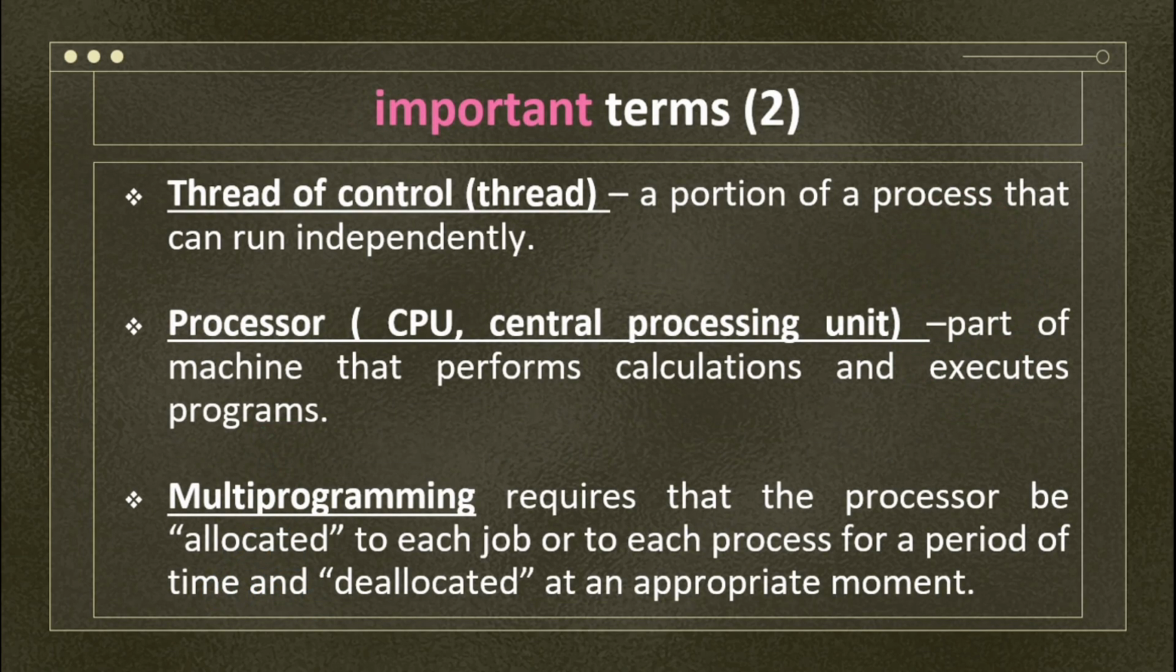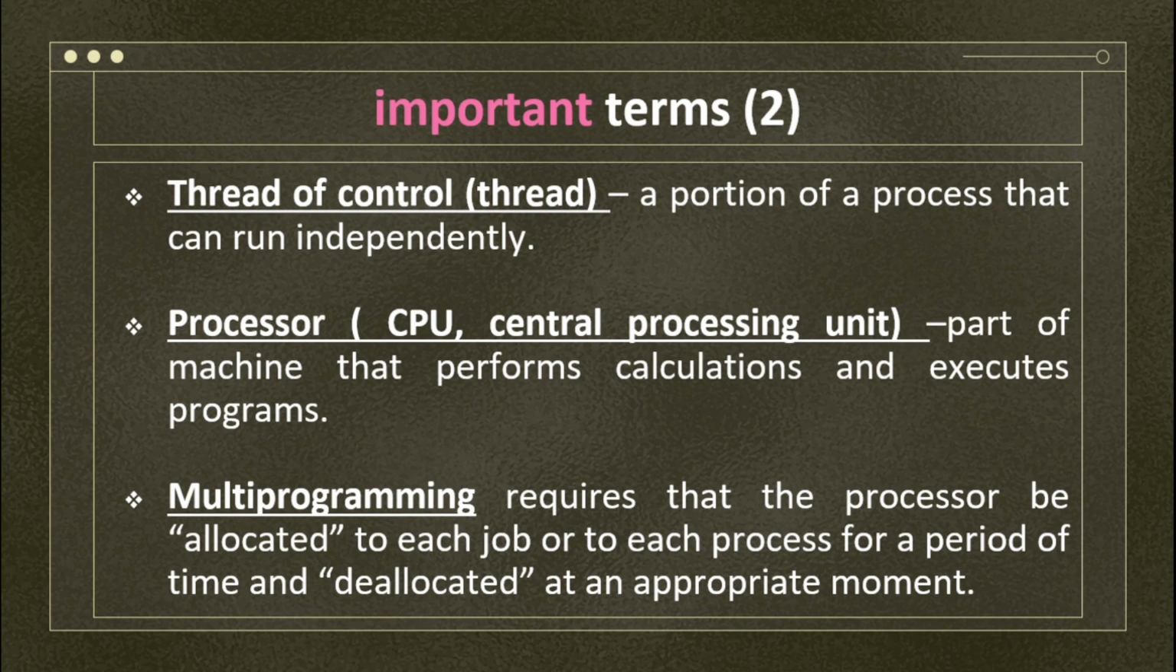Thread of control is a portion of a process that can run independently. The thread of control refers to the sequence of instructions that a particular thread is currently executing. It's the path or flow of execution within that thread. Processor, CPU, or central processing unit, is the part of the machine that performs calculations and executes programs. Also, the processor is the brain of the computer.